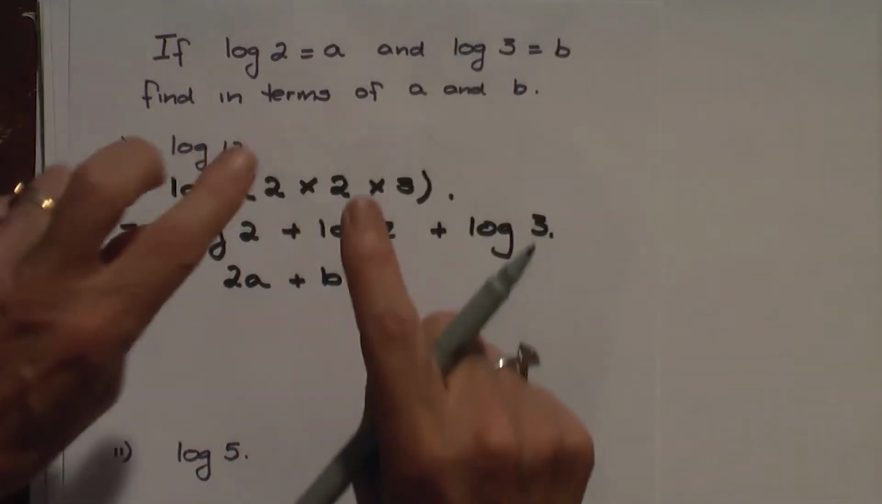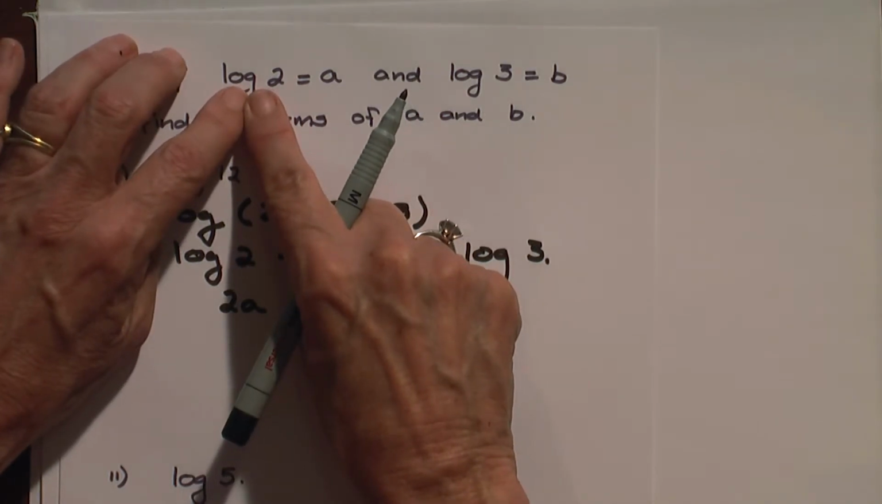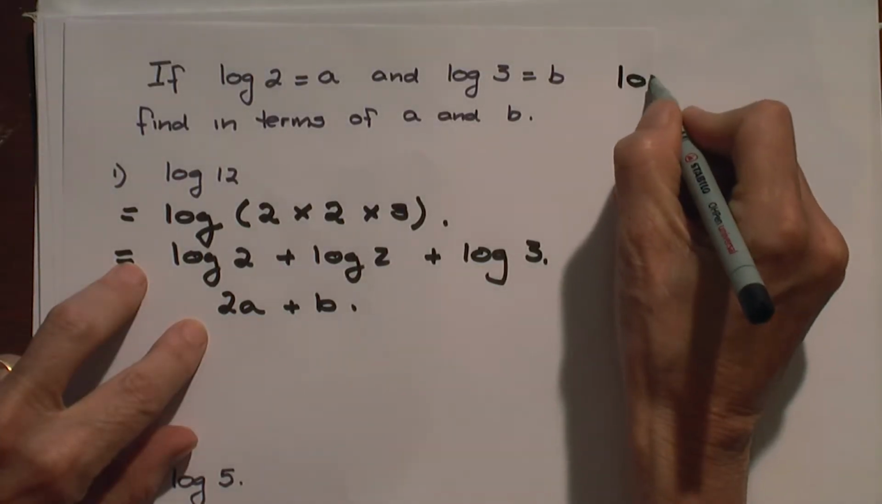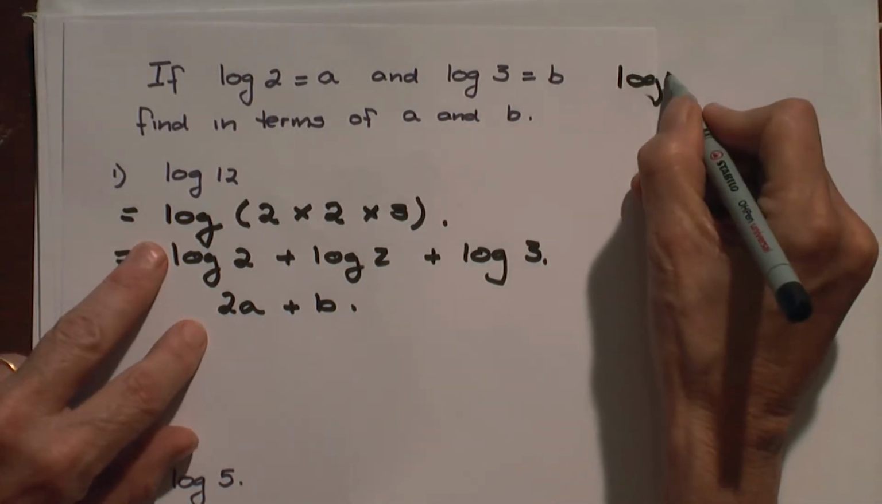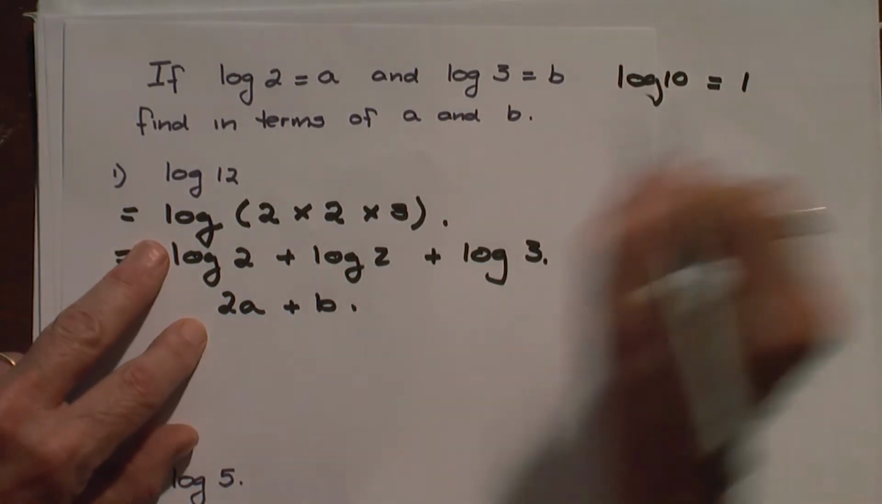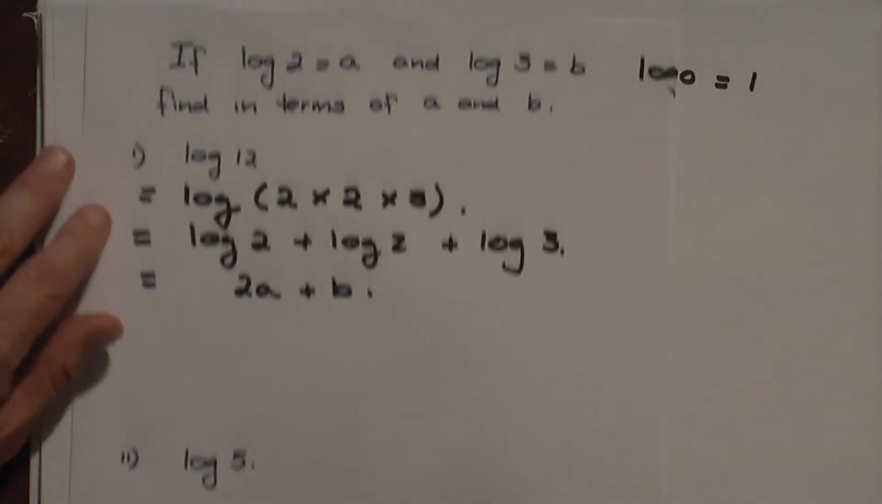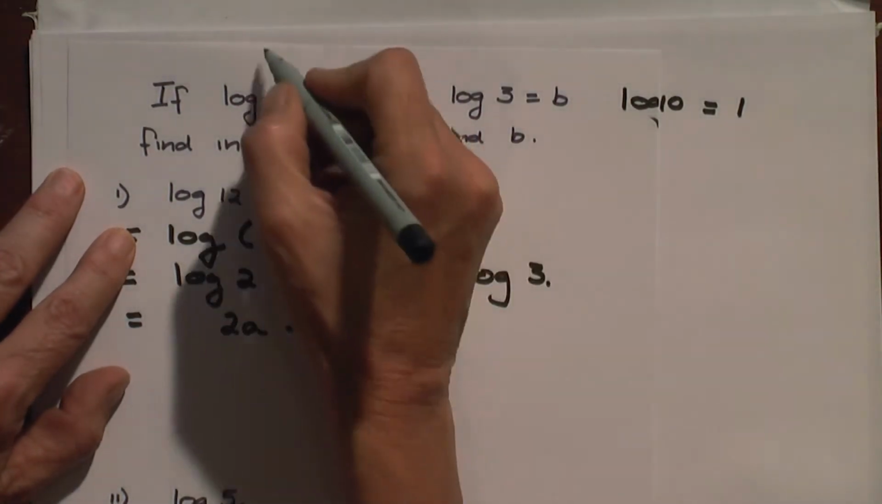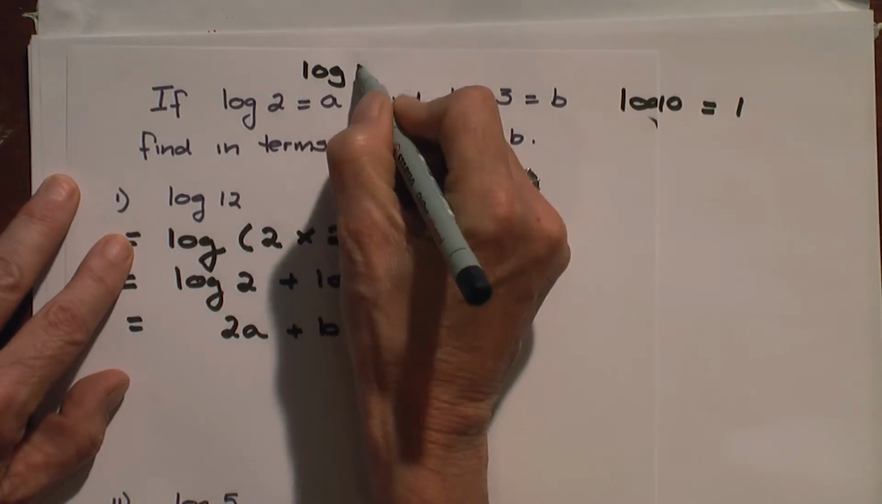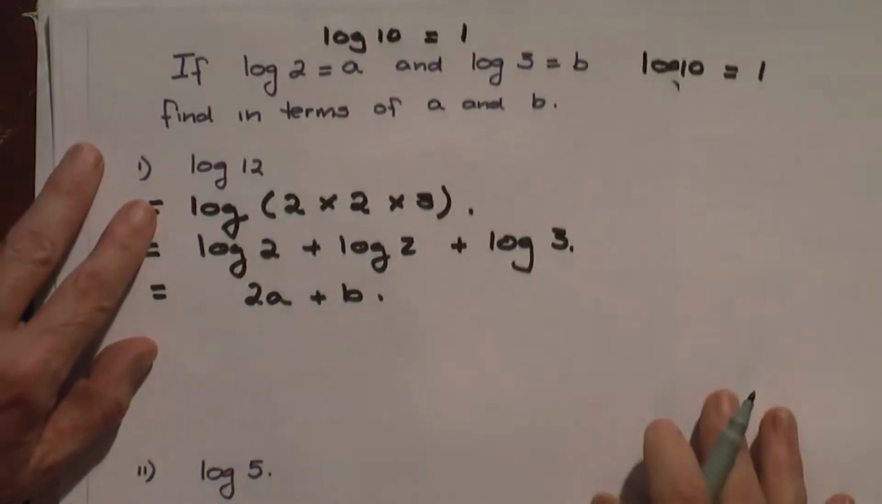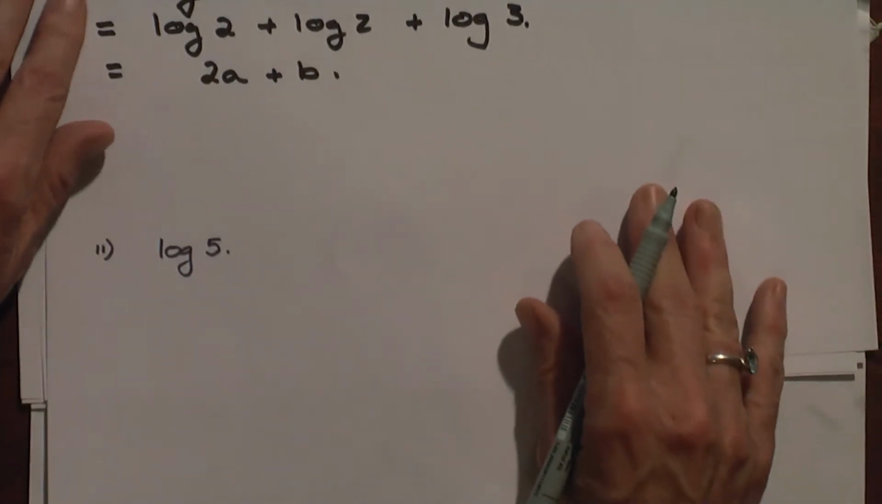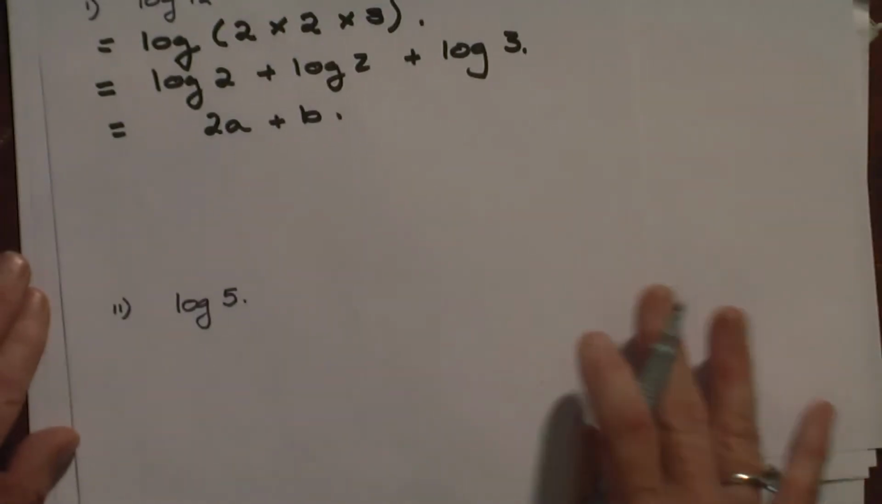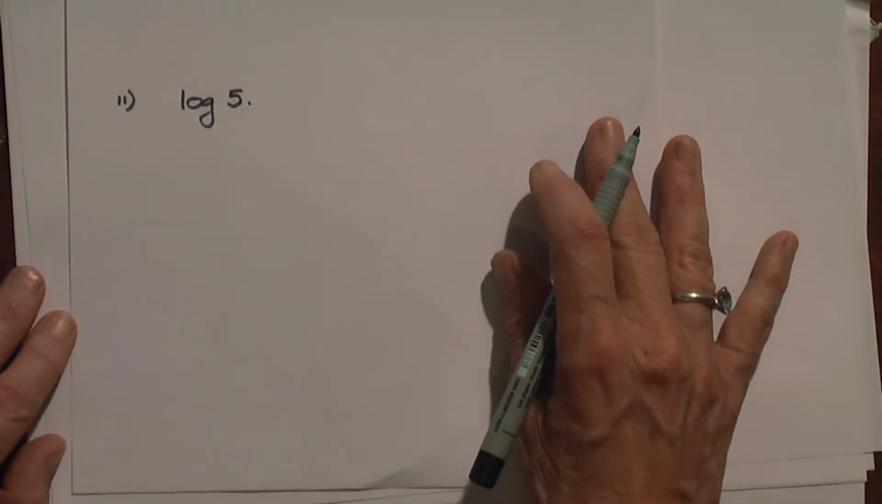Now, if we look at this question here, I've got log 2 and I've got log 3. But remember the magic one of logs. I've also got log 10. Log 10, base 10. Log 10 is 1. Now, we come to this question here. Let me write this nicely here. I've also got the fact that log 10 is 1. Now, I want to find log 5.